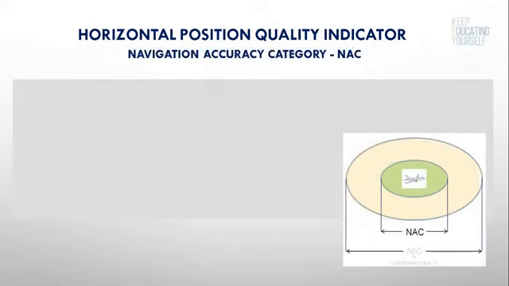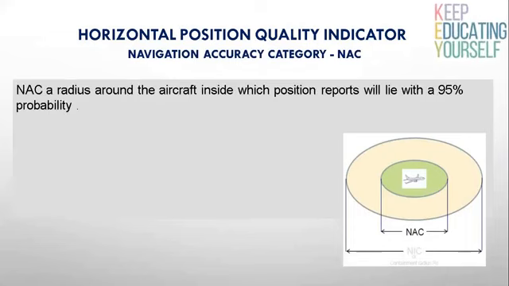Navigation Accuracy Category, NAC. NAC is a radius around the aircraft inside which position reports will lie with 95% probability. So NAC is the smaller radius and NIC is the outer one. NAC will give you the 95% probability of where the aircraft will lie, whereas NIC will give the radius of containment beyond which a false target will be there and it will not be incorporated into the system.